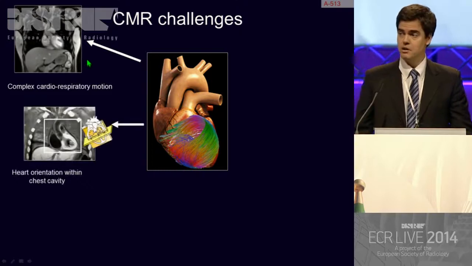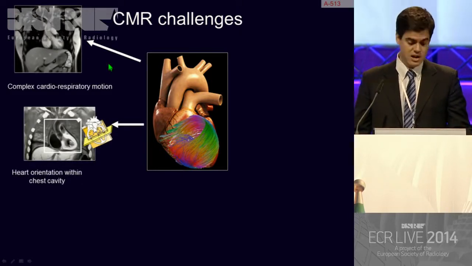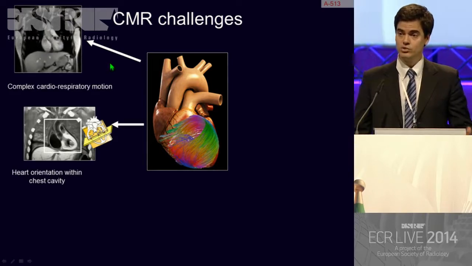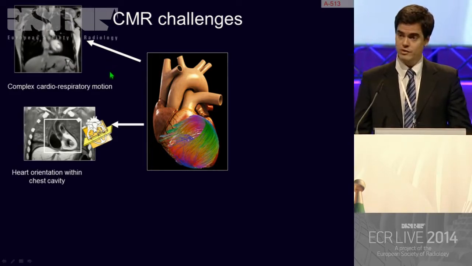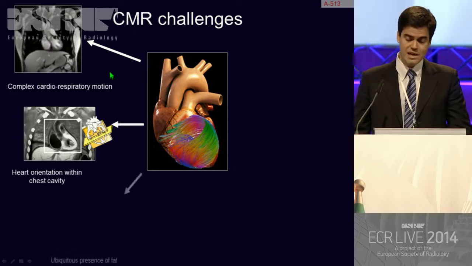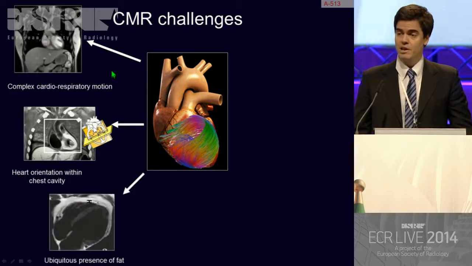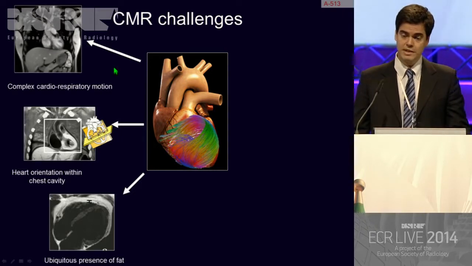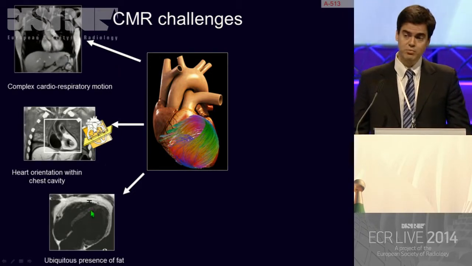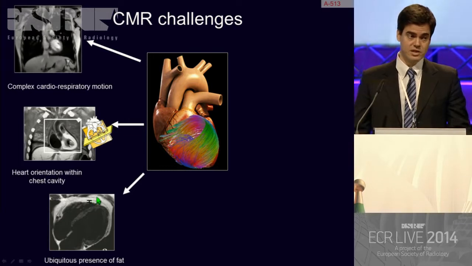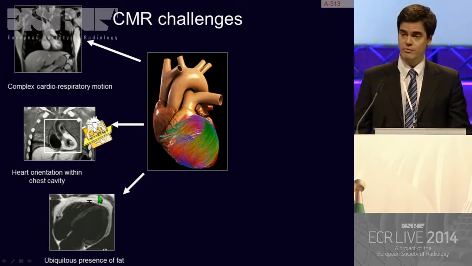The second problem that we have to deal with, mostly as radiologists, is that the heart is not oriented according to coronal, sagittal, or axial planes within the chest. So we have to deal with planes that are usually unfamiliar, called short axis, four-chamber view, etc., but I won't focus on that. The third problem, and we will extensively discuss this point, is related to the presence of fat.